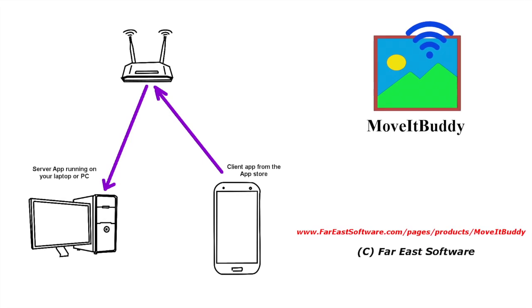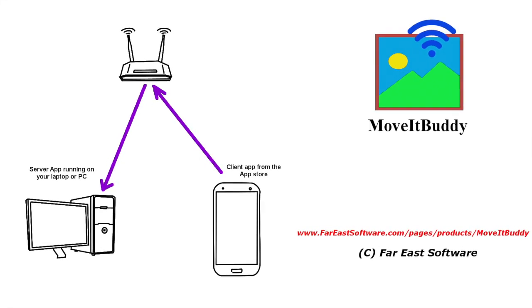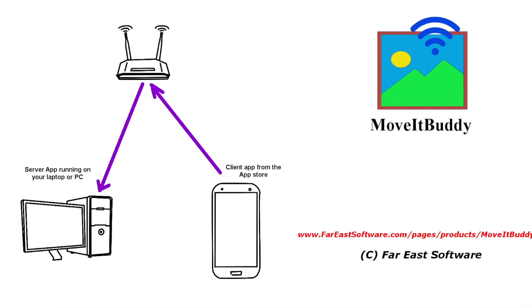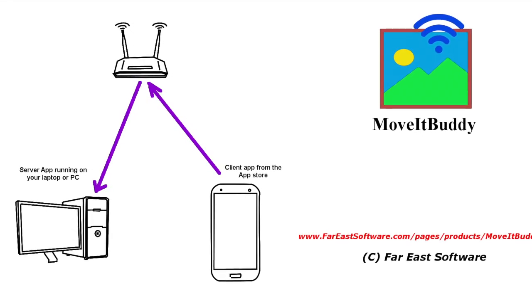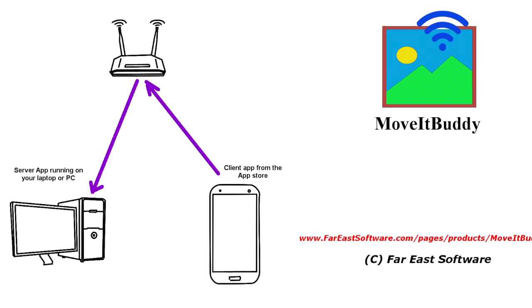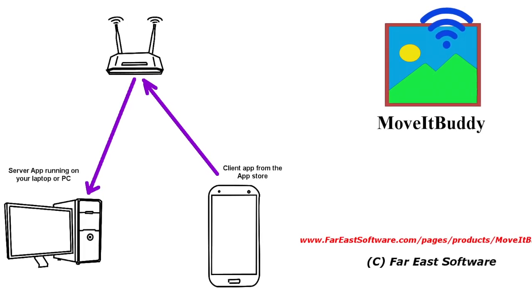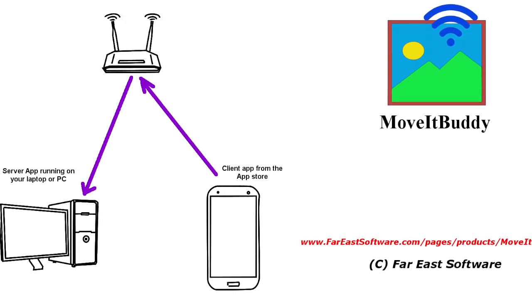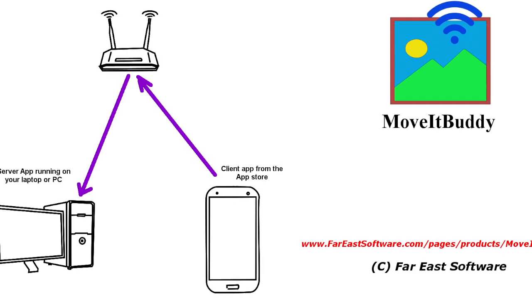MoveitBuddy will copy all your files from your cell phone to your laptop through the Wi-Fi router, through the local area network, and it remembers which files it copied, which files are new, which files it has to copy, and it does it without any messy wires, USB cables, etc.